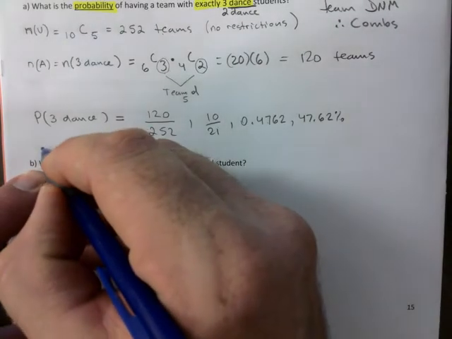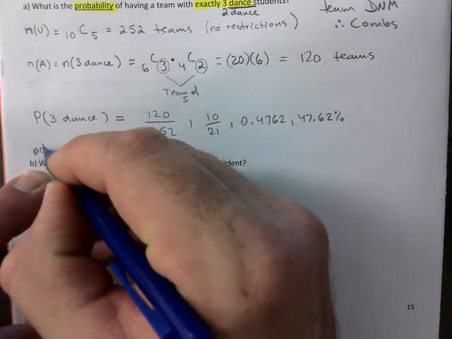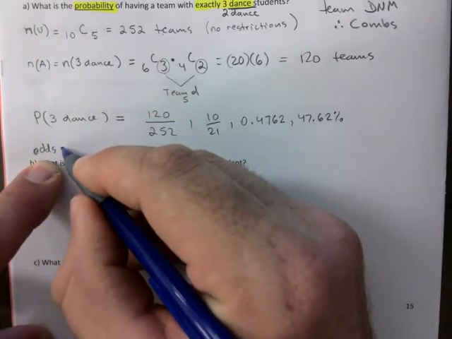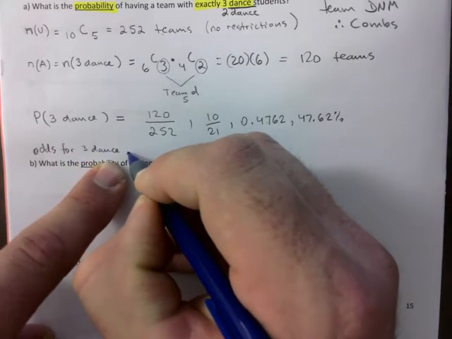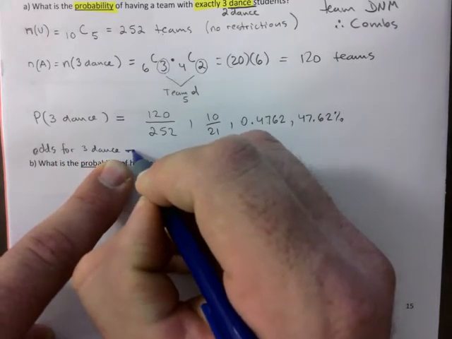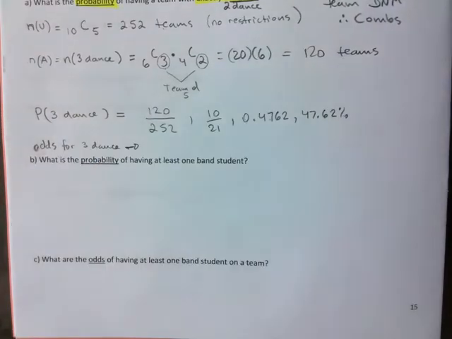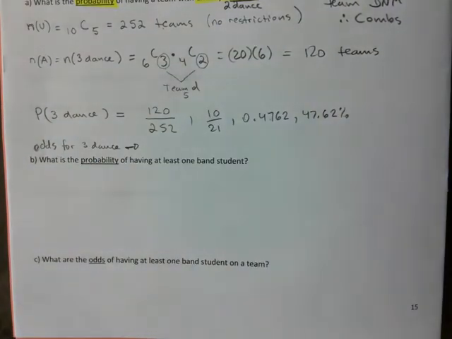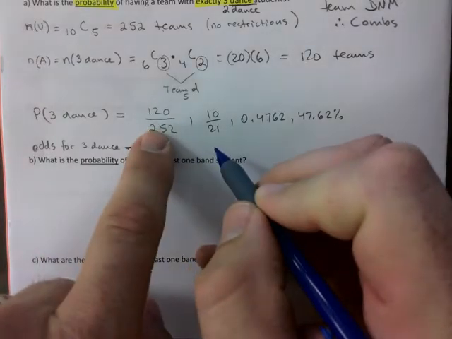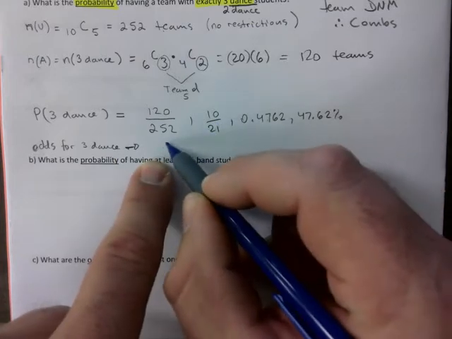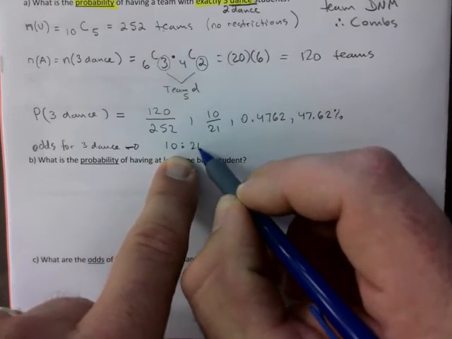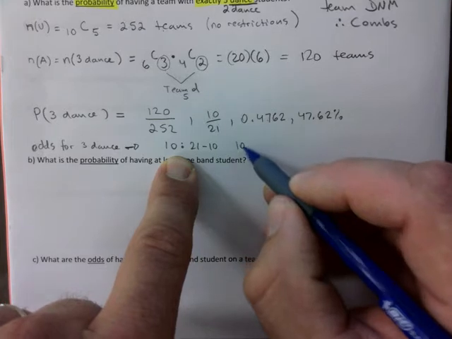right? Let's do the odds here. Odds of 3 dance, right? 3 dance. How would we write odds? I'm just going to go arrow because I don't want to go equal sign. I don't want to see equal sign next to the odds, right? If you wanted to write the odds of having a team with exactly 3 dance students, it shouldn't be really that difficult. You choose one of these fractions. I will choose the reduced one. So it would be 10 to 21 minus 10. So 10 to 11.